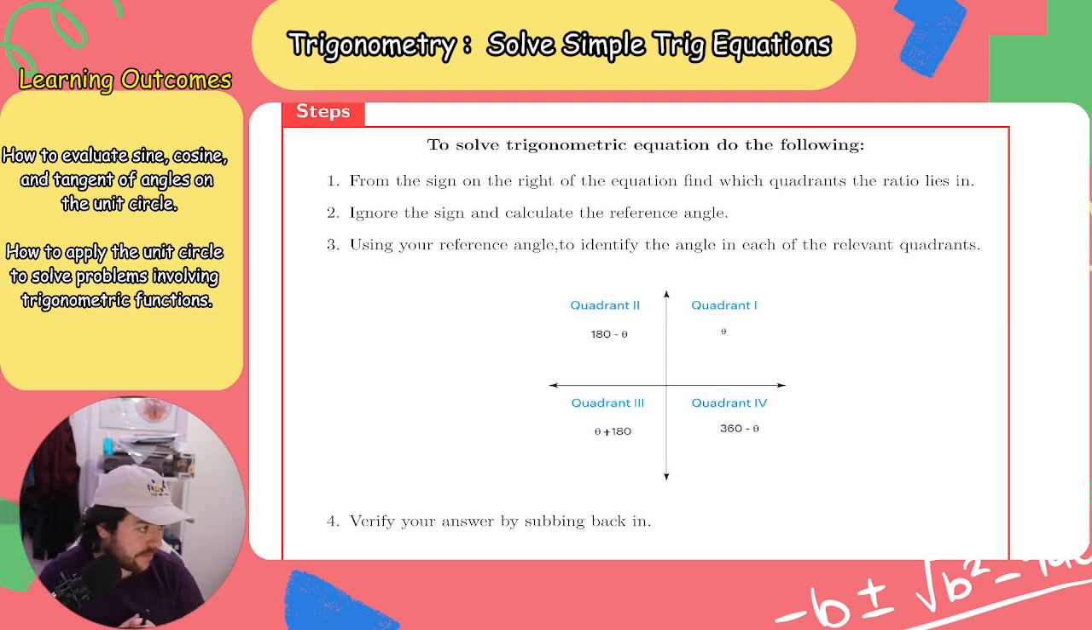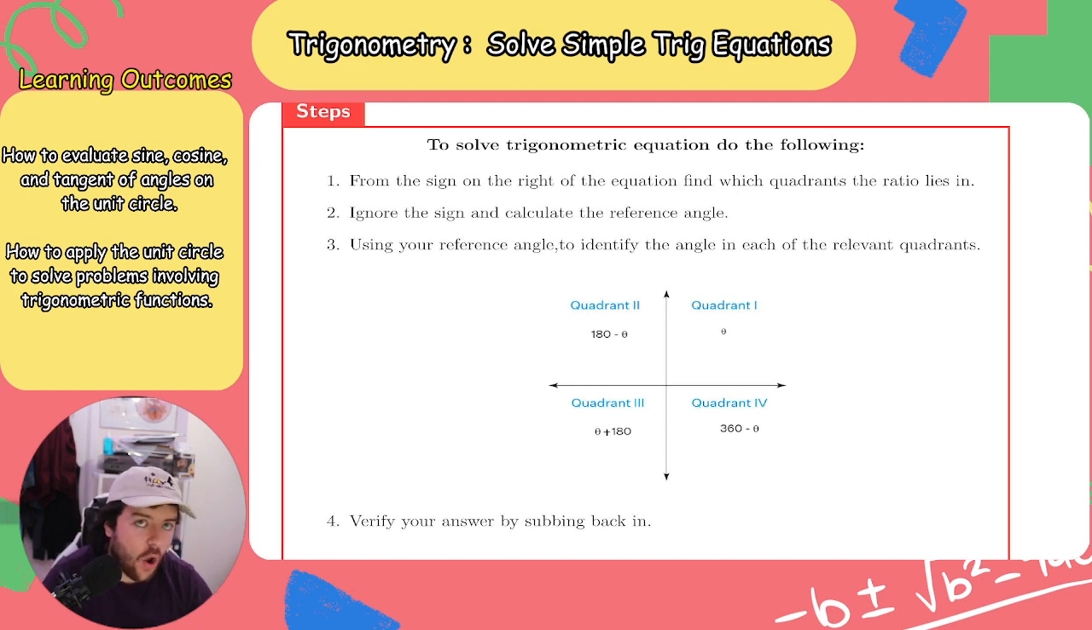Second step, we ignore the sign of our equation. For example, if I had sine theta is equal to minus a half, we ignore that minus and just say sine theta is equal to a half, and we calculate that angle. That angle is known as our reference angle.